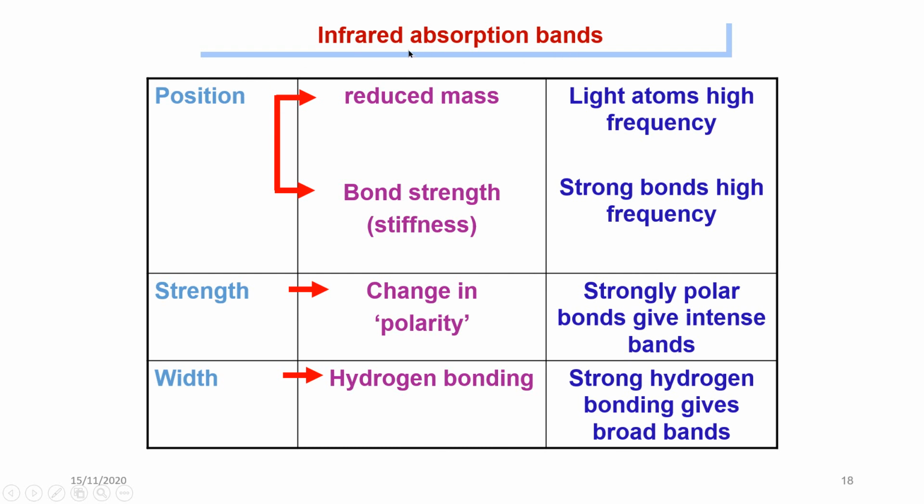So in the infrared spectra, we will study these aspects, namely the position of the peak will tell us about the mass of the atom and also the strength of the bond. Then the intensity of the peak shows the polarity of the bond, and the width of the peak shows whether there is formation of hydrogen bonding in a molecule.